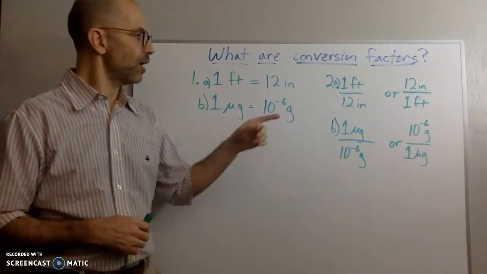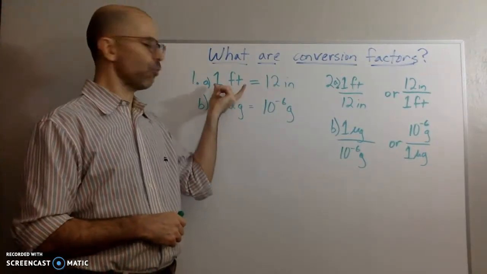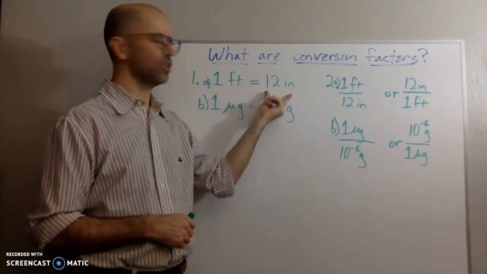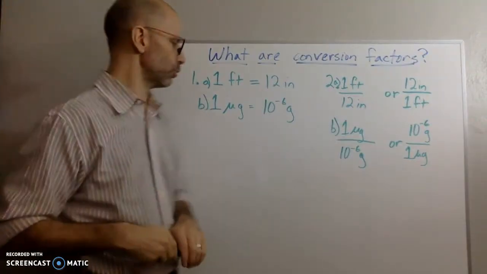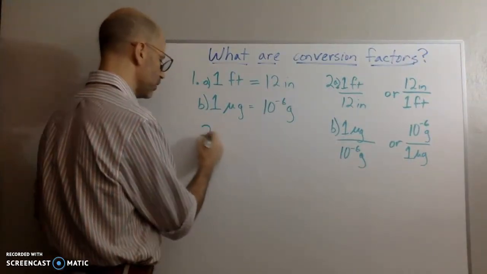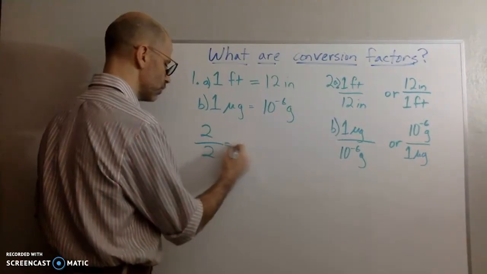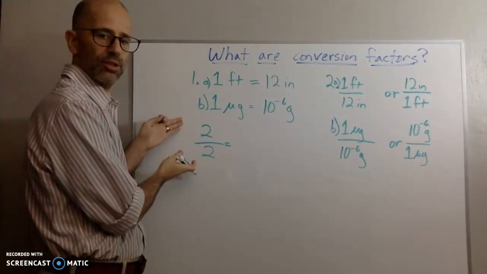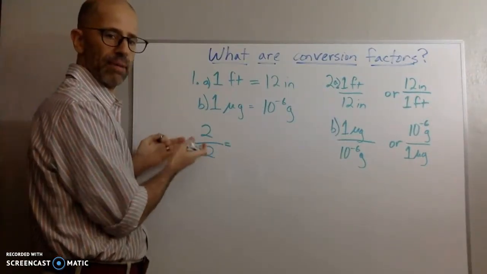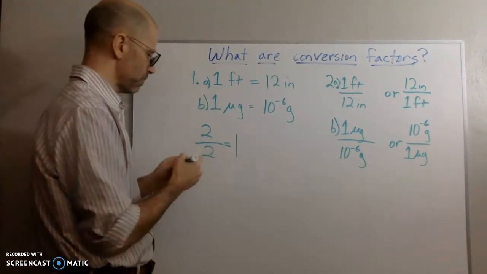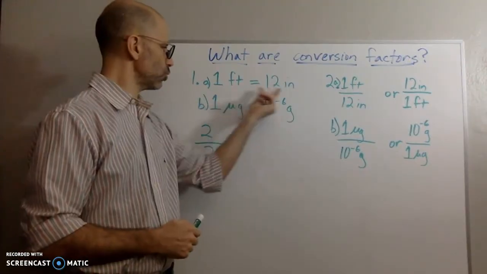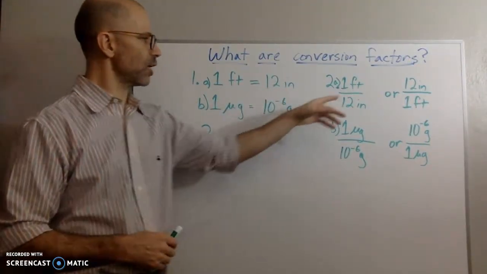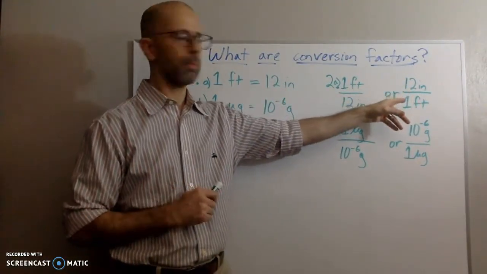If these two are equal, if 1 foot is equal to 12 inches, what happens when you divide equal over equal? So if I have 2 over 2, well, that's obviously 2 and 2 are the same thing. You divide by the same thing, you get 1, right? So if I have equal over equal, it should work the same way here. And that's what you got to keep in mind.